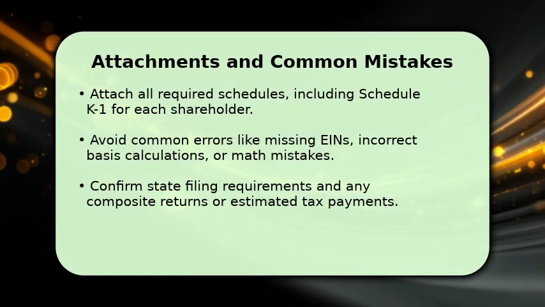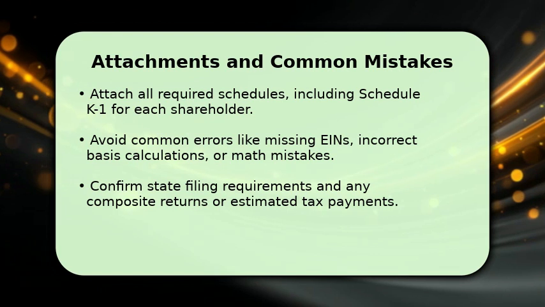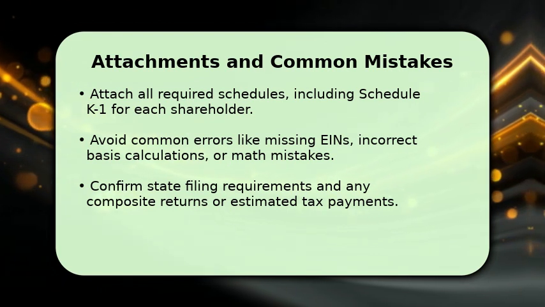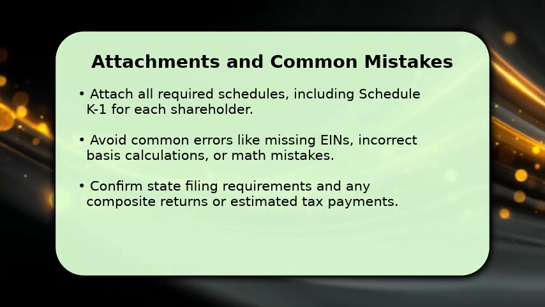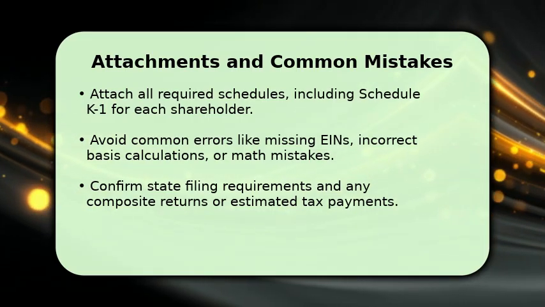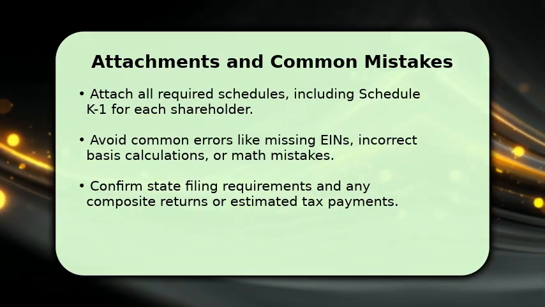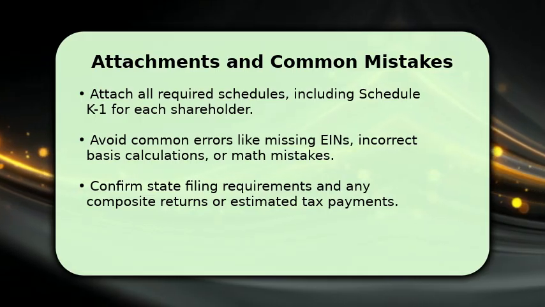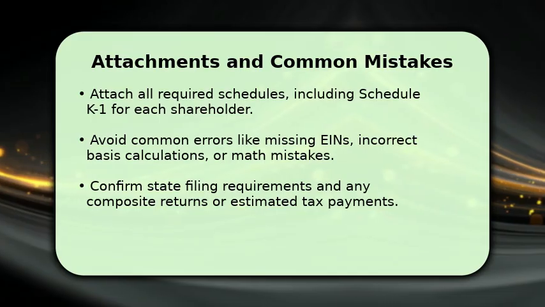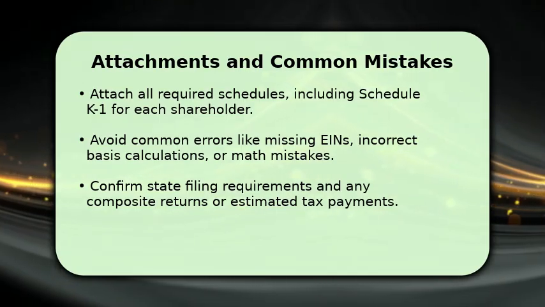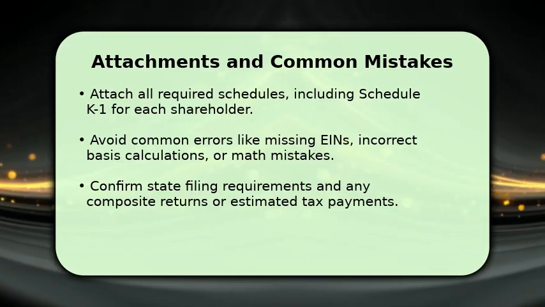Include required schedules such as Schedule K-1, Schedule M-1, and any statements for special items. Watch for frequent mistakes like transposed numbers, omitted EINs, incorrect shareholder basis, or mixing personal and business expenses. Reconcile Schedule M-1 with your books and verify payroll tax deposits and estimated tax payments. If your S corporation has unusual items, prepare clear supporting statements to help avoid IRS questions or delays in processing.